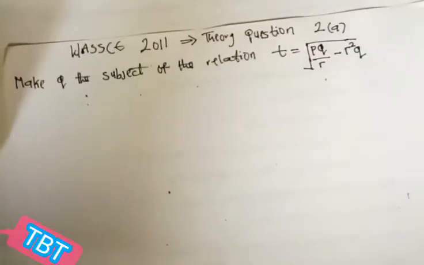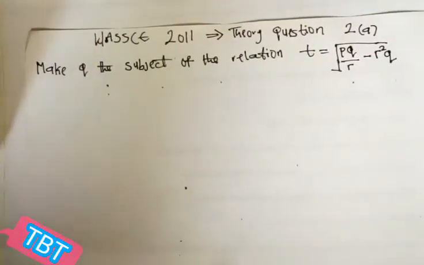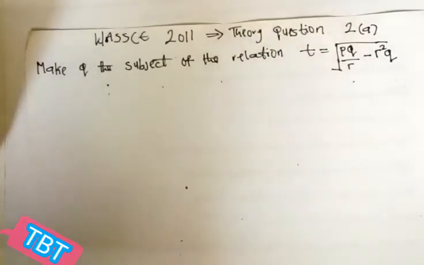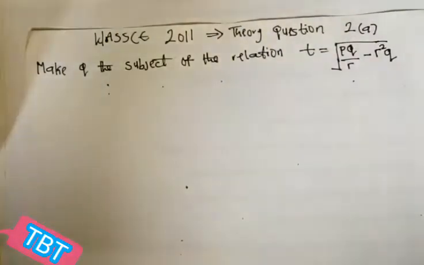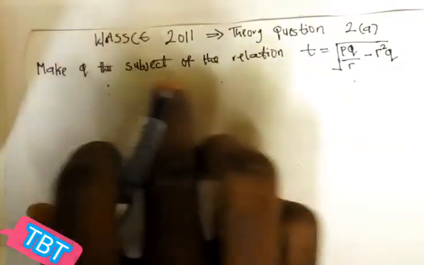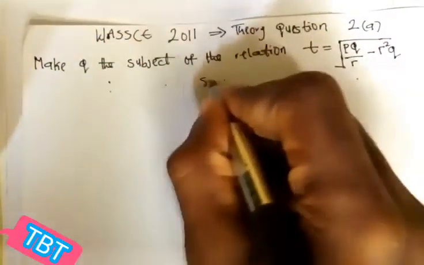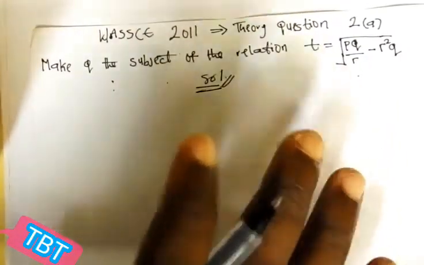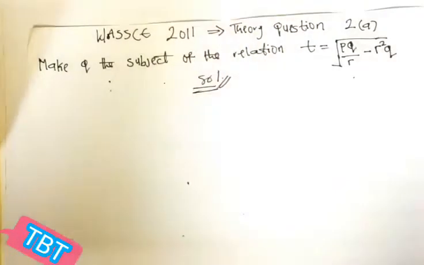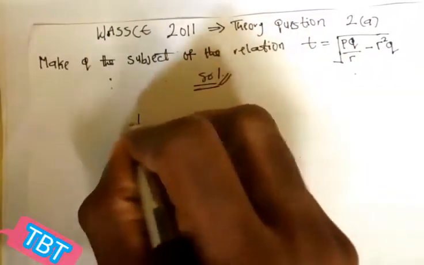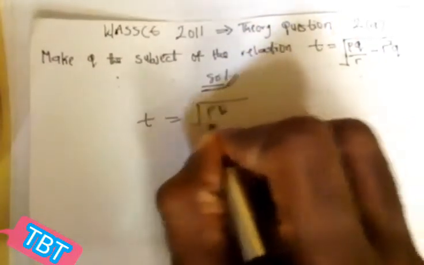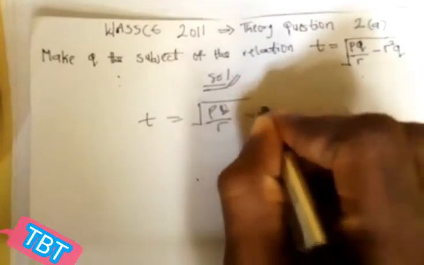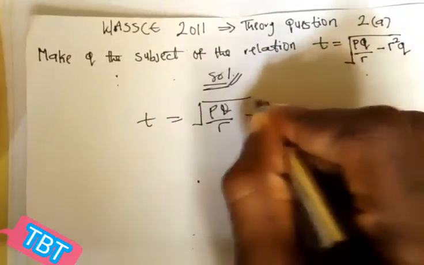Now we have this problem here, WAEC 2011. This is a theoretical question. We have to make Q the subject of this relationship. Solution. Since this is a theory question, you have to outline your work, outline your steps to be very neat for you to get the complete mark on that. Now I have T equal to the root of PQ over R minus R squared Q.